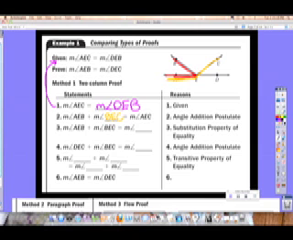Yes, DEB right from number 1. These two are equal, so we can interchange them. We can substitute. So let's keep it with angle DEB. Nice.